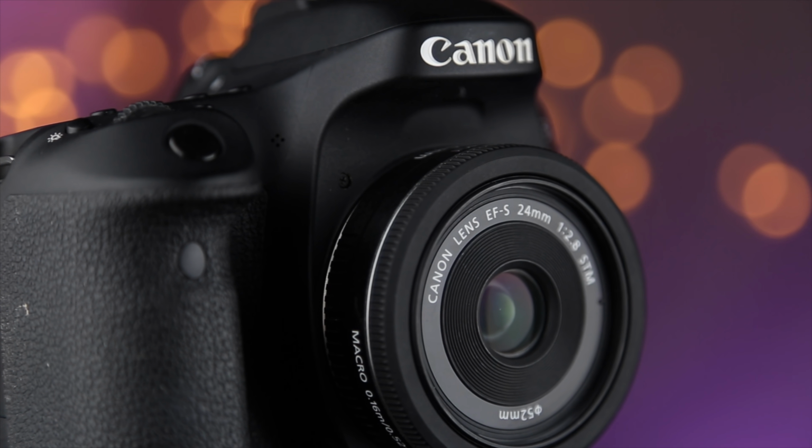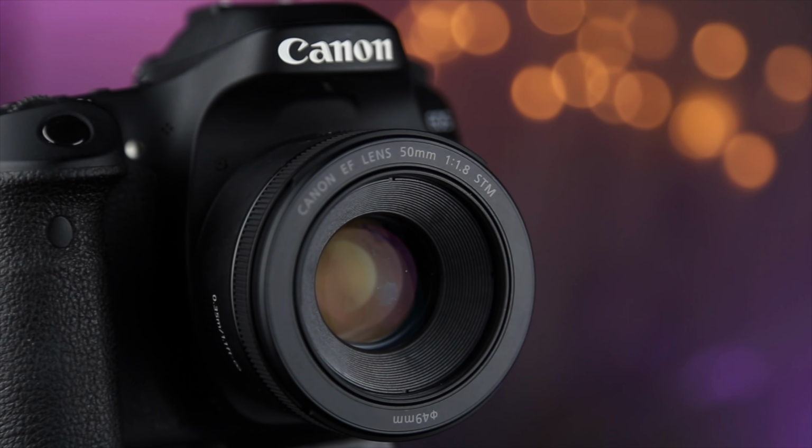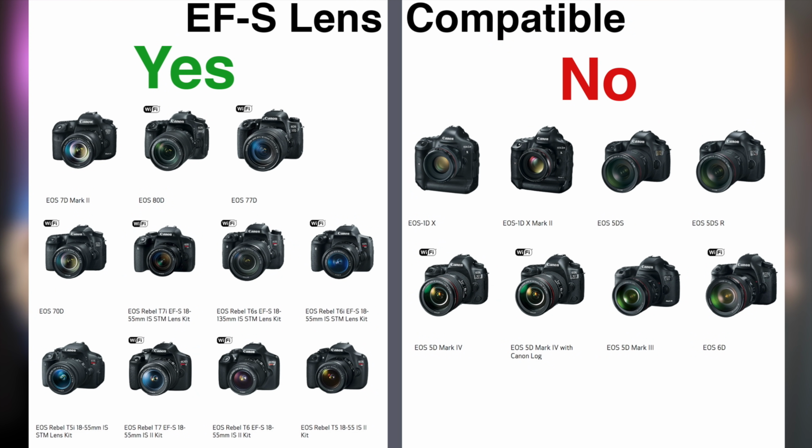In this video, we are going to be comparing the EFS 24mm F2.8 against the Canon EF 50mm F1.8. The biggest difference between these two lenses is that one is an EFS and one is an EF. So this 24mm lens is going to work great with any Rebel camera. It's going to work great with a Canon 80D and a Canon 7D Mark II. However, it will not work with Canon cameras like the Canon 6D or the Canon 5D Mark III.